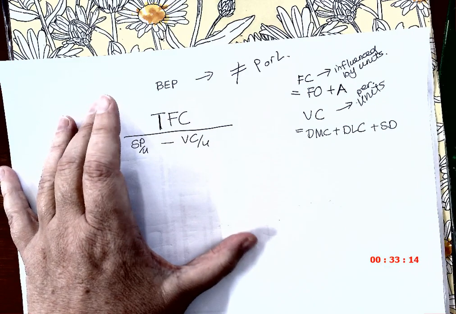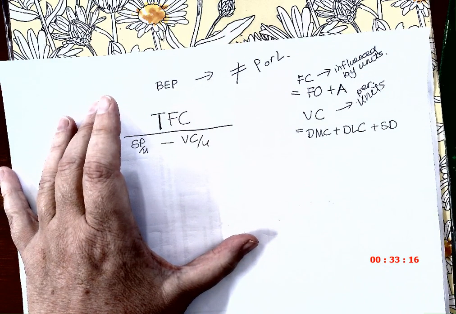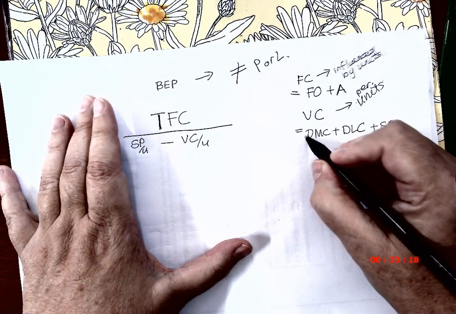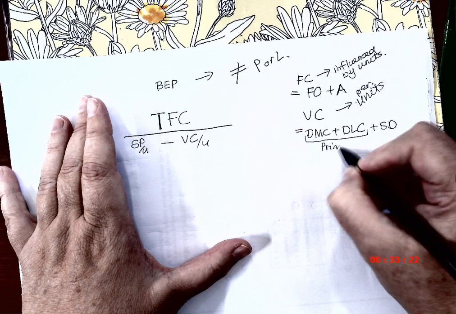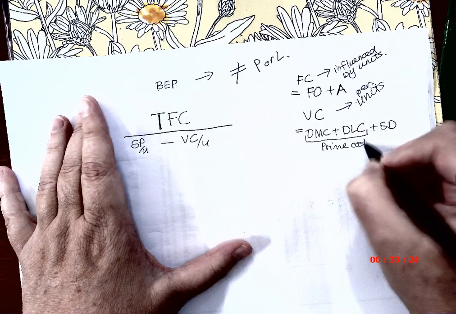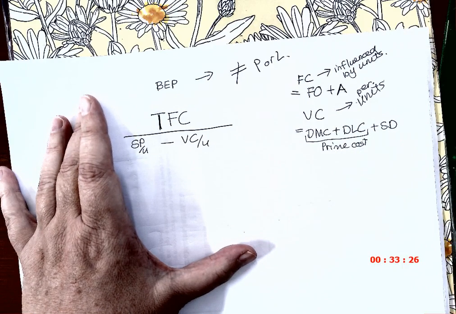Okay. So now, what else could I have said? I could have said it's your prime cost plus sales and distribution. Now let's do an example.